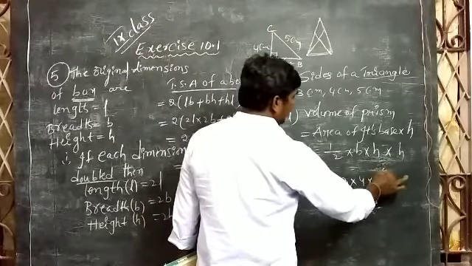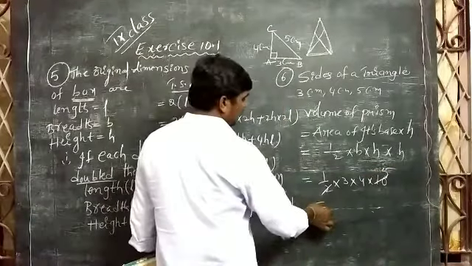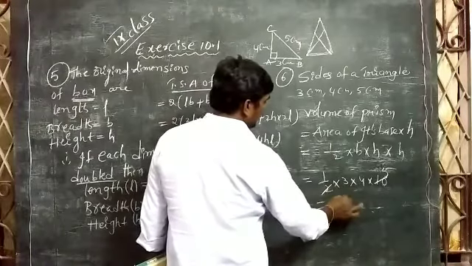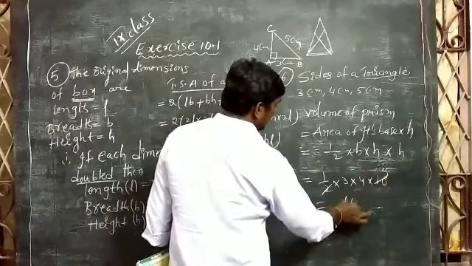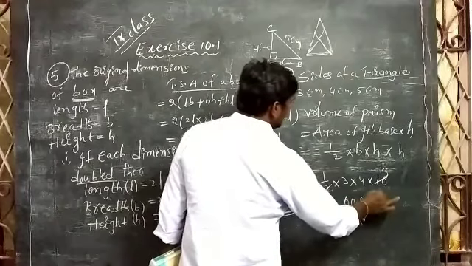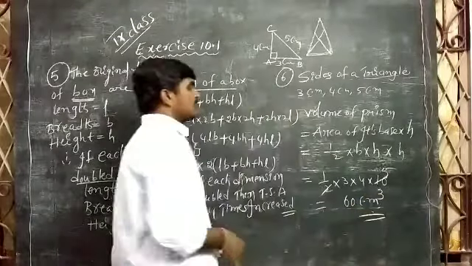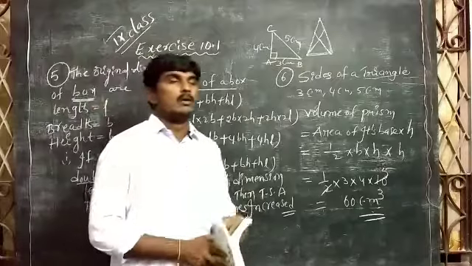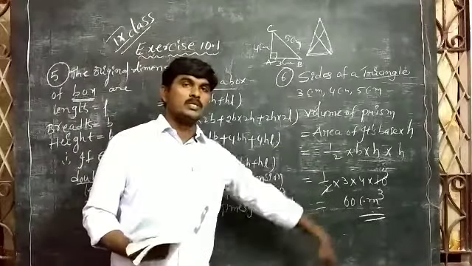2 tens are 10, 5 times cancel, 3 4s are 12, 12 5s are 60. 60 centimeter cube, because it is volume, that's why you write cubic units.